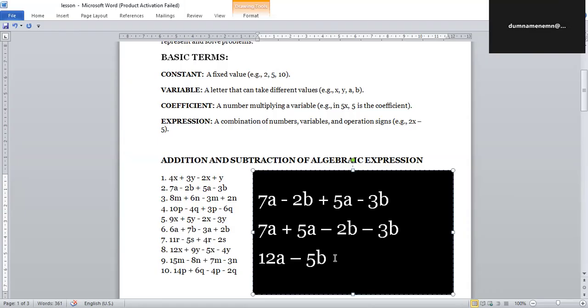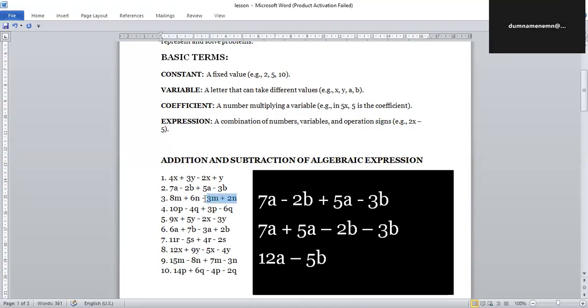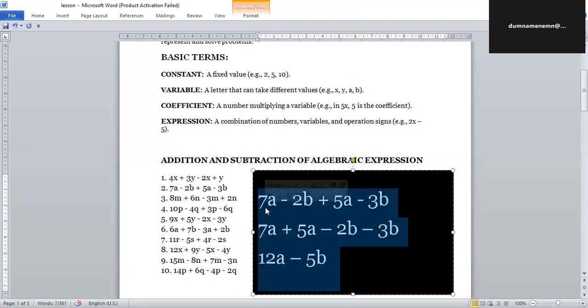All right, you can take it down. So let's try question 3.